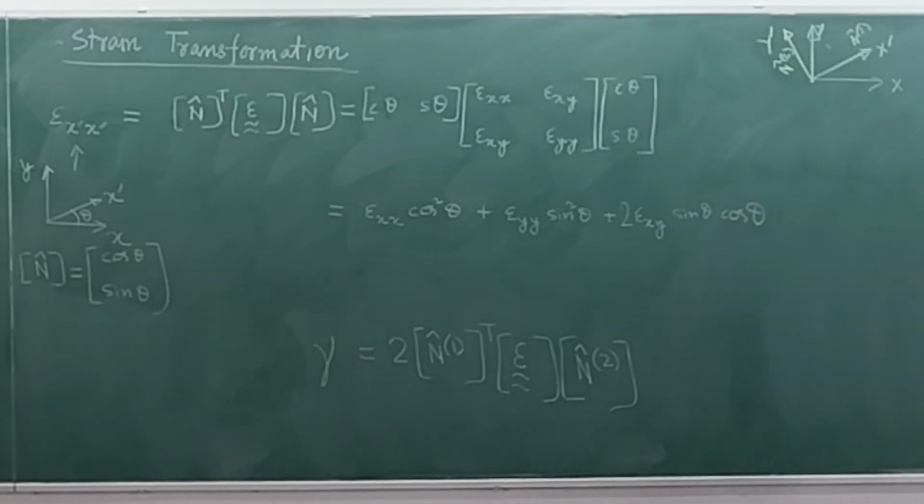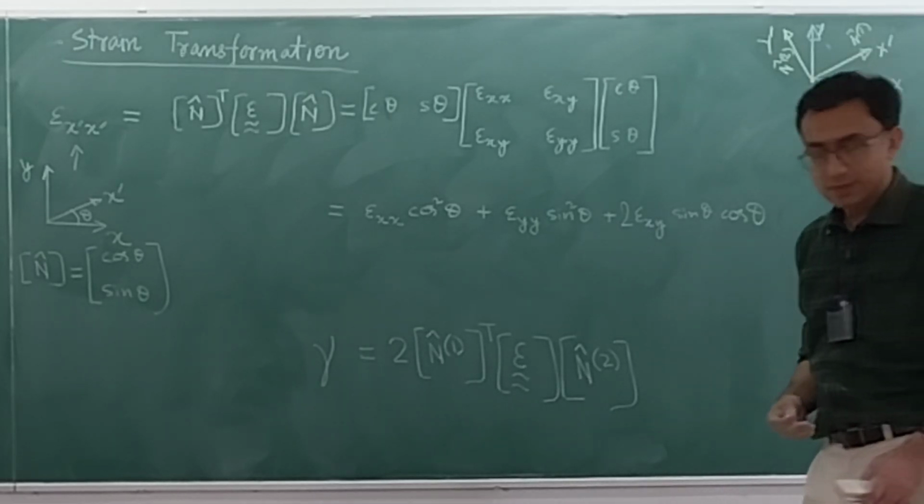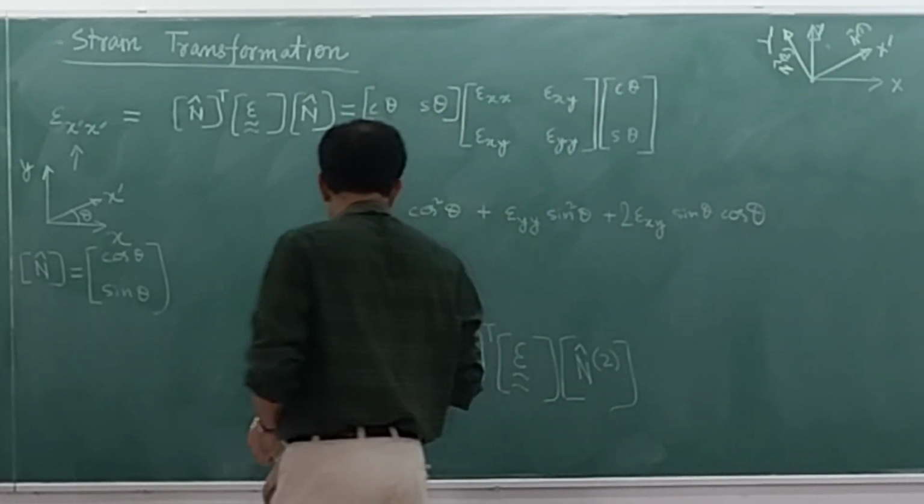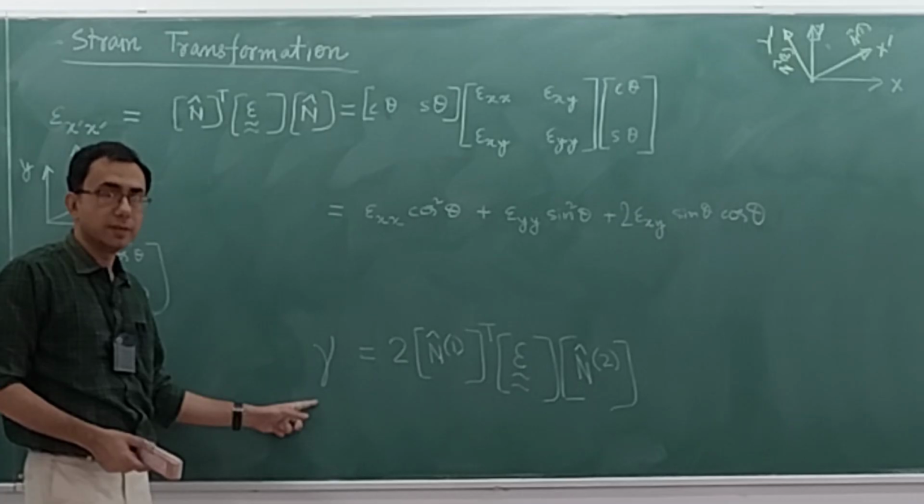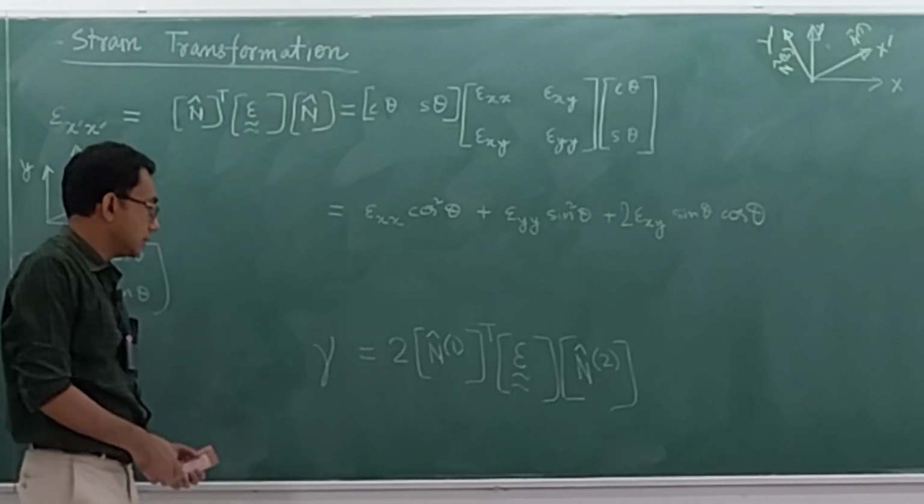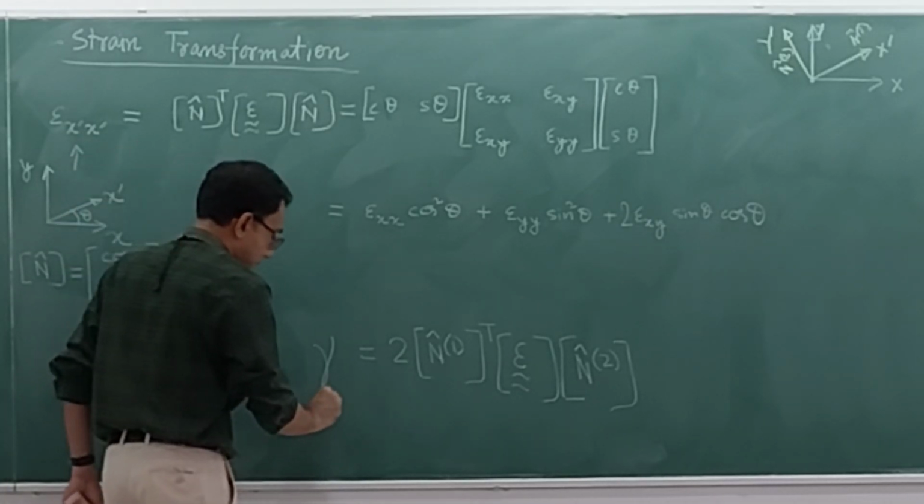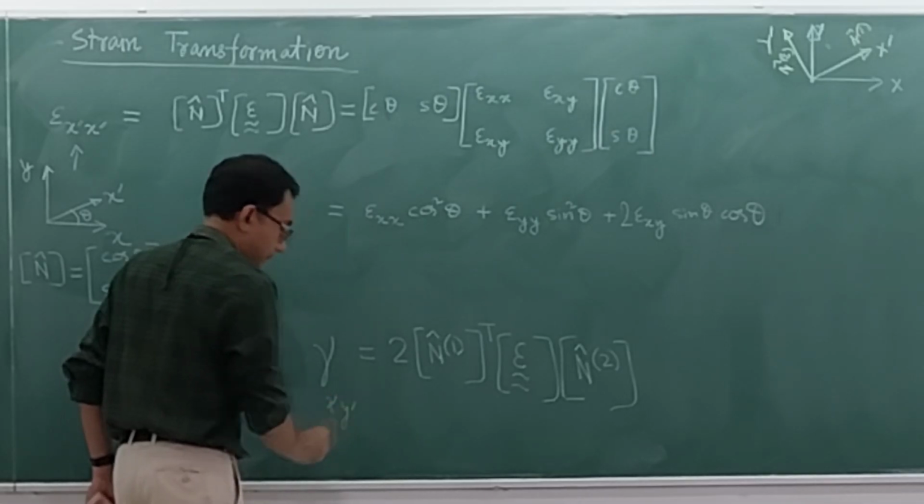Epsilon xy and gamma. Very good. There is a factor of 2 in between them. Yes. So this thing is called the shear strain. And let's say that this is our epsilon x dash y dash.